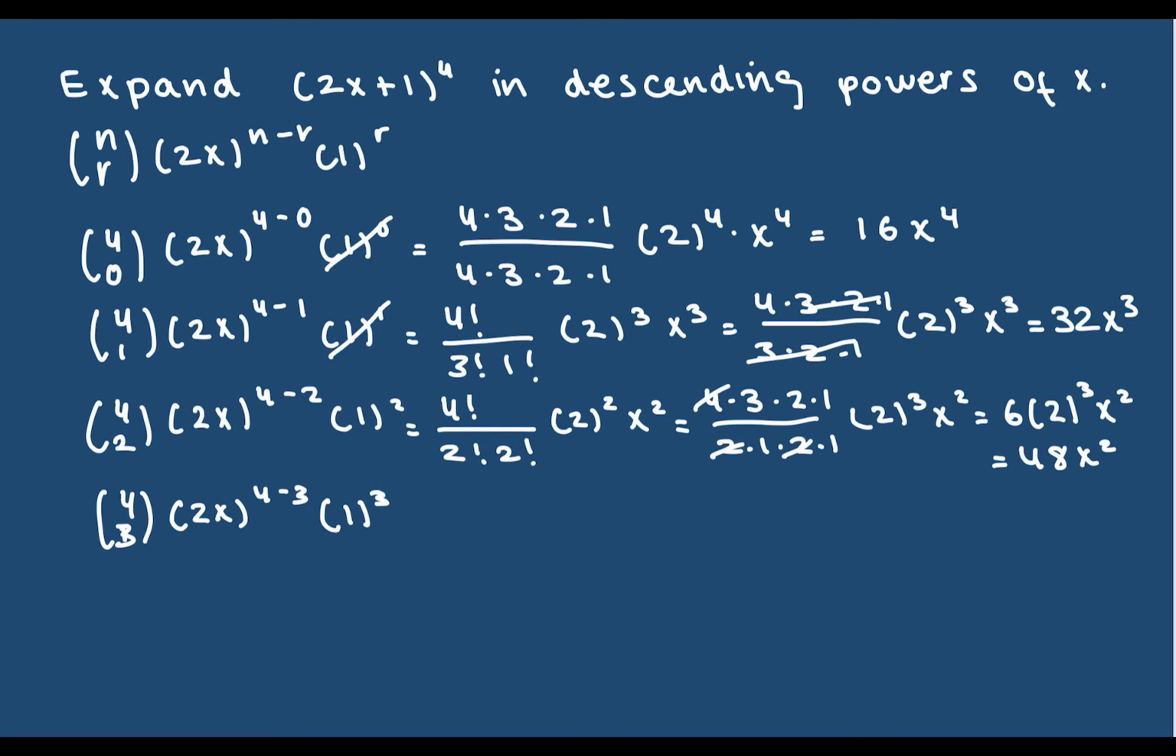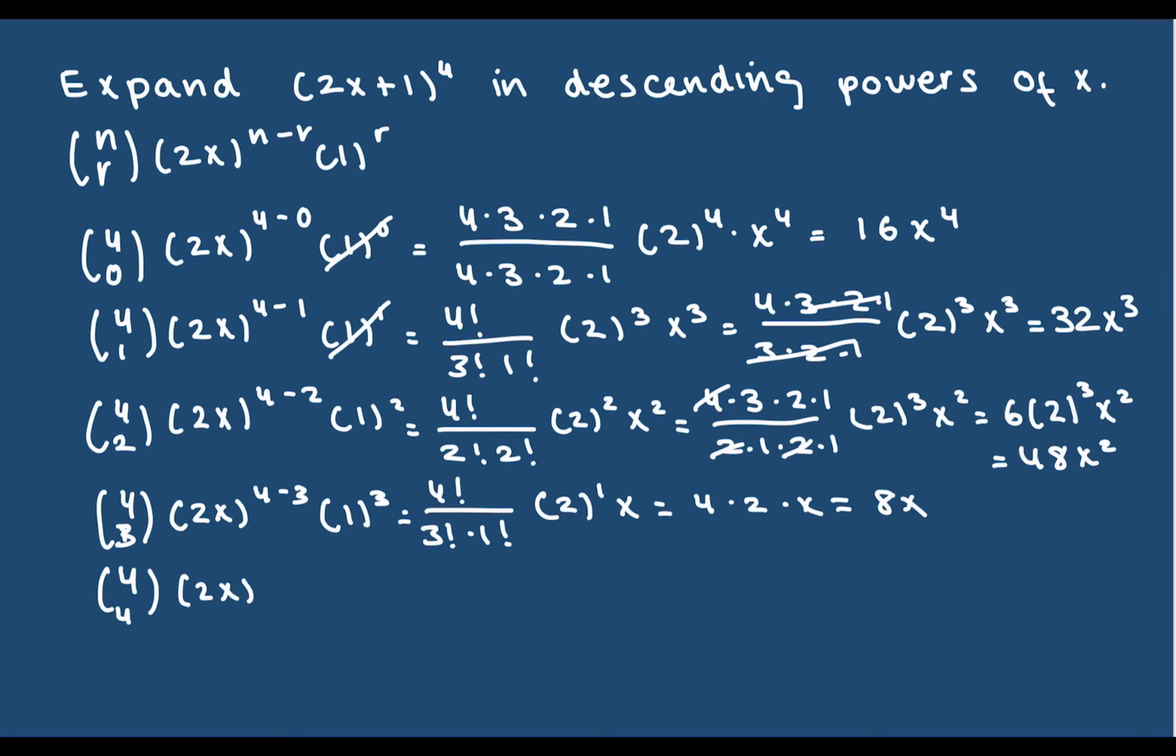So that is 4 factorial over 3 factorial times 1 factorial. That, remember, we did beforehand, so we already know what that is. That's 4, right? So it's going to be 4 times 2 to the power of 1 x. So 4 times 2 is 8, so just 8x. And finally, 4 on 4. 2x to the power of 0 in this case, right? 4 minus 4 times 1 to the power of 4.